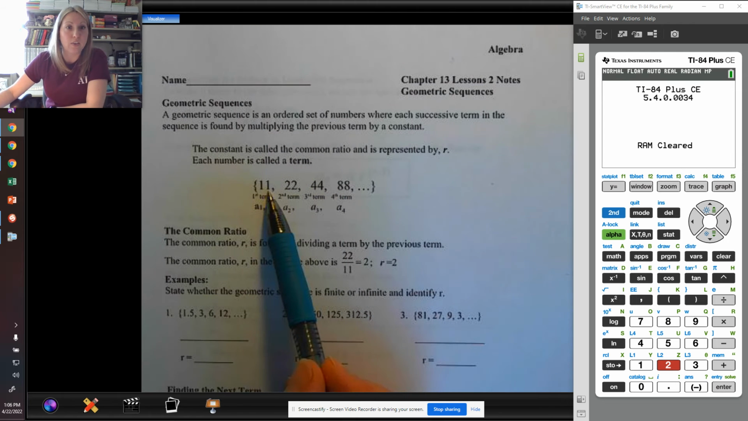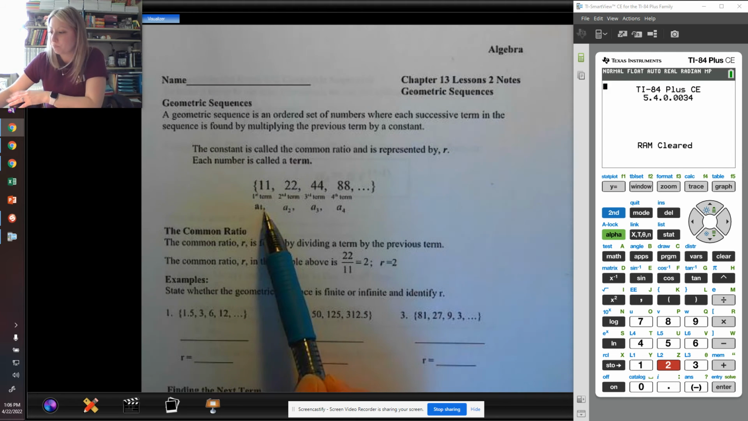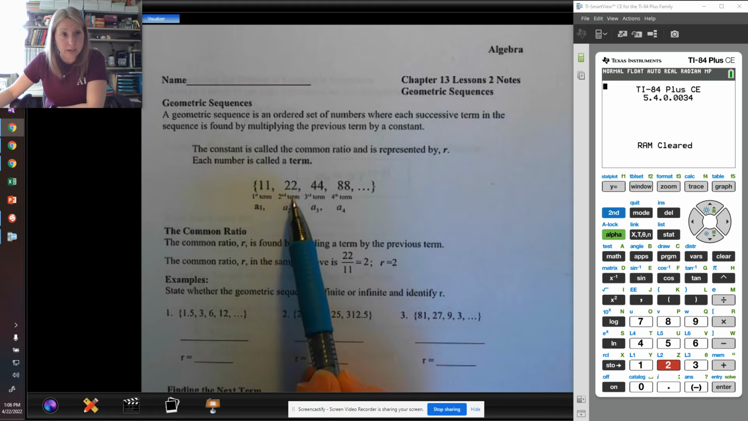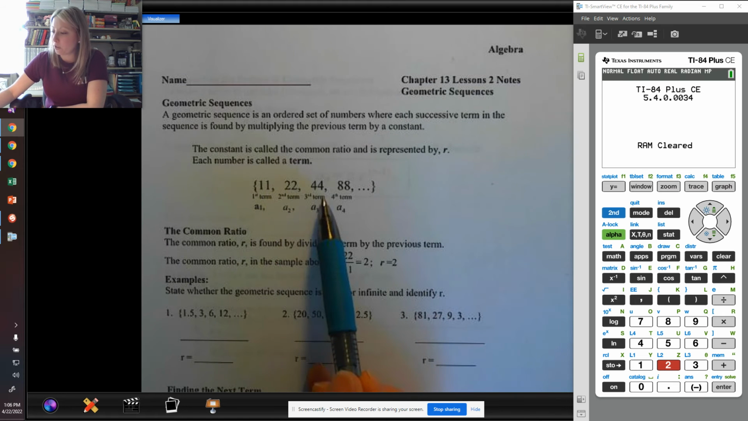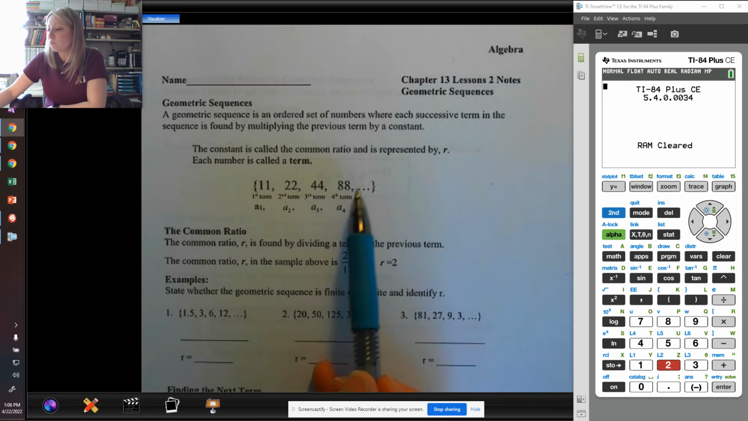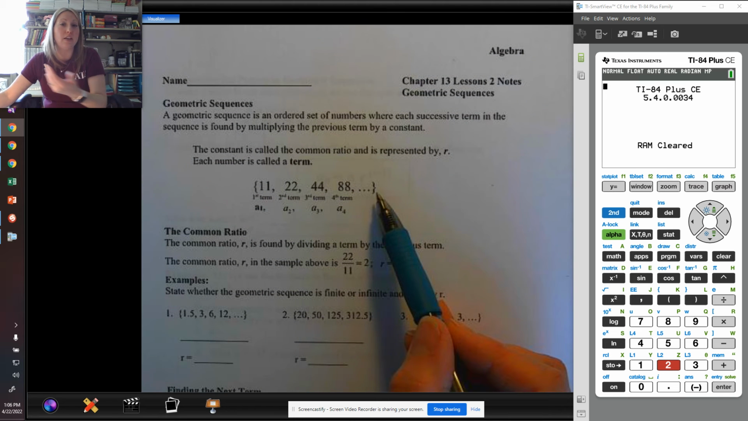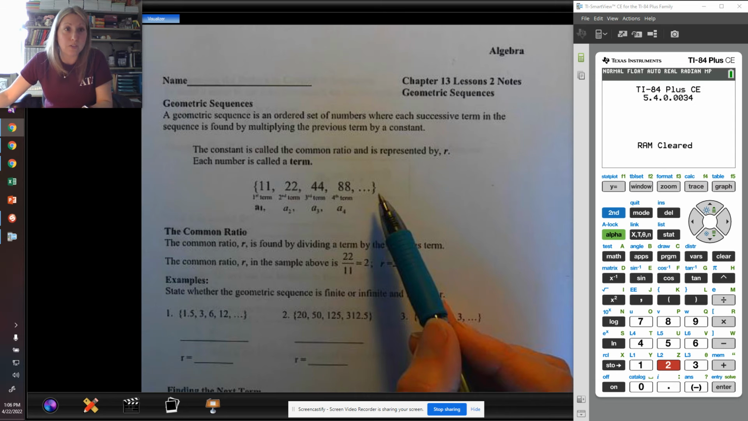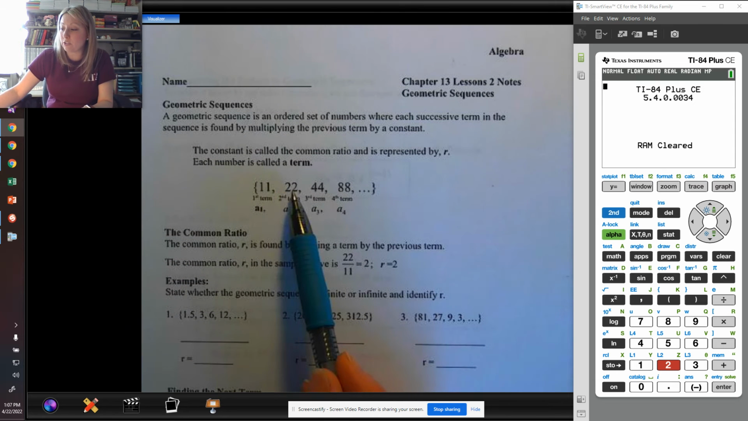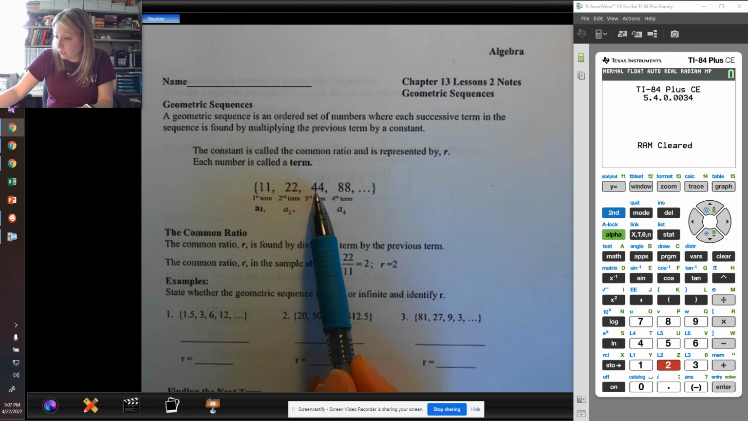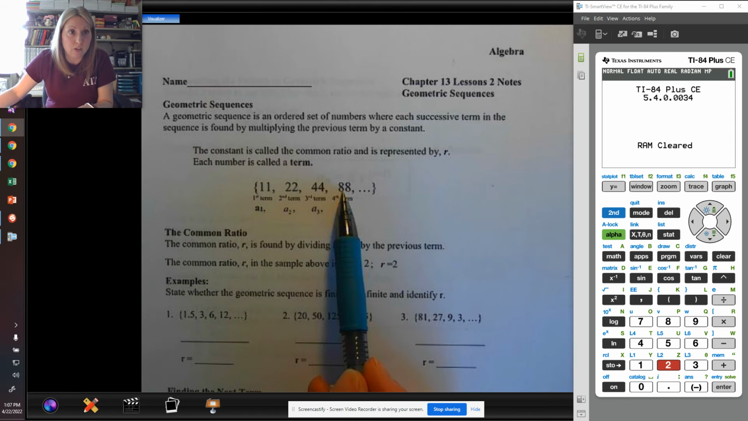So in our case here, 11 is the first term, or A1, our initial value. 22 is the second term, A2. 44 is the third term, A subscript 3, and so on. Notice again, we have the dots, being an infinite sequence. The difference now, as you can see, is we are not just adding to get the same amount each time. So this is not a linear relationship.